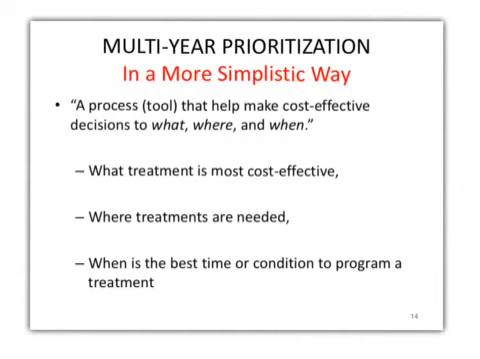The first question that you need to answer if you are using multi-year prioritization is the what. And the what here is going to be what treatment is most cost-effective. And the where will be where treatments are needed. And the when question would be when is the best time or condition to program a treatment. Once you start to answer those three questions, you will be in the right direction to apply a successful multi-year prioritization technique.